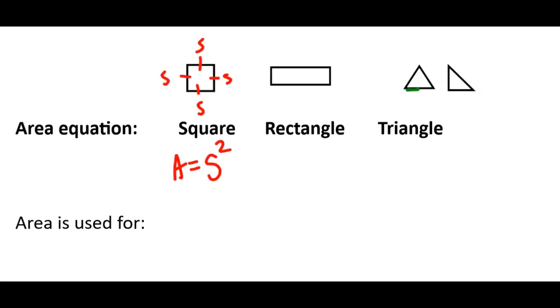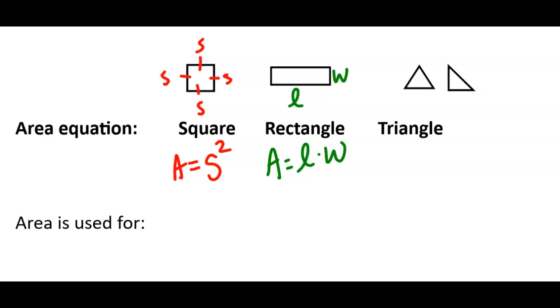A square, because it has 4 sides and they're all the same, I'm going to take each one of these sides, side 1 and side 2, and I can just square that. So that's my equation. A equals S squared. Anytime I see a square and I have to find the area, I'm going to take my S, plug it in, and solve from there.